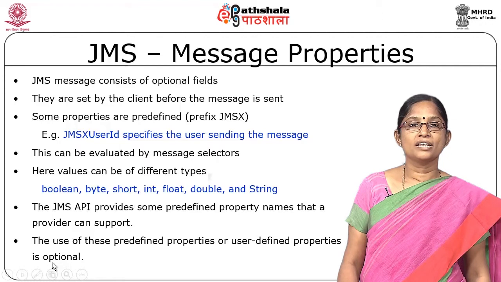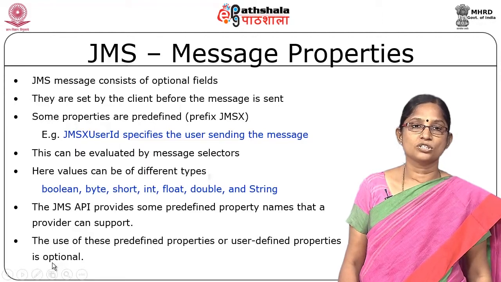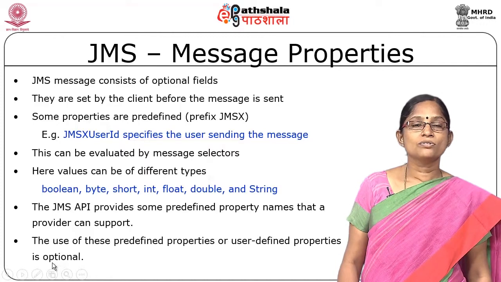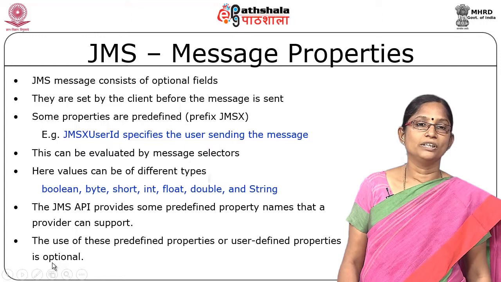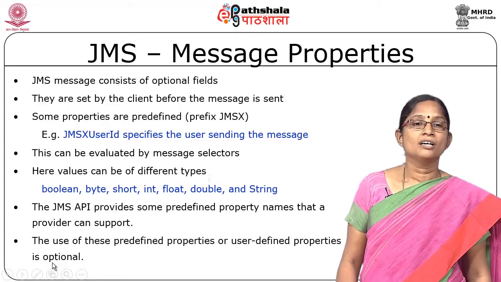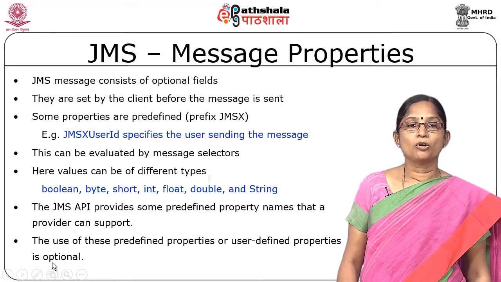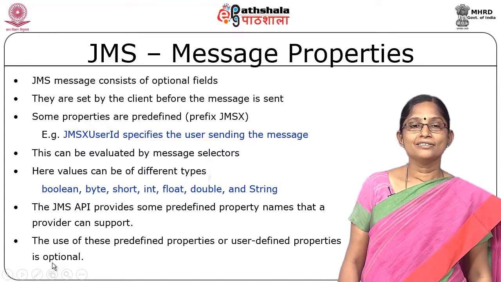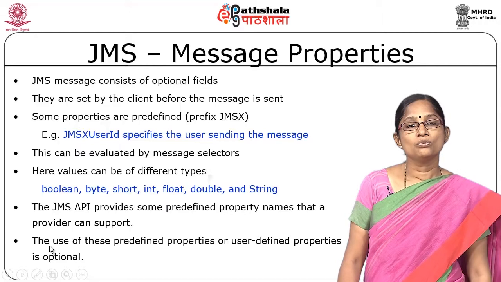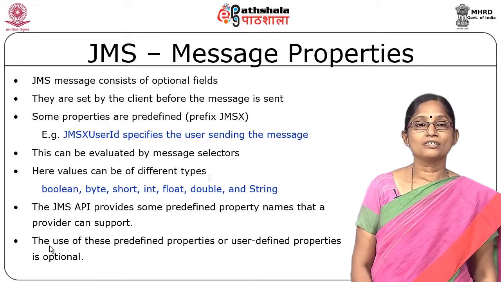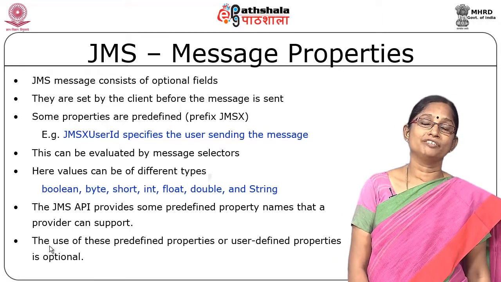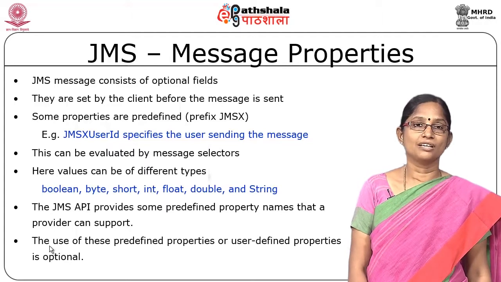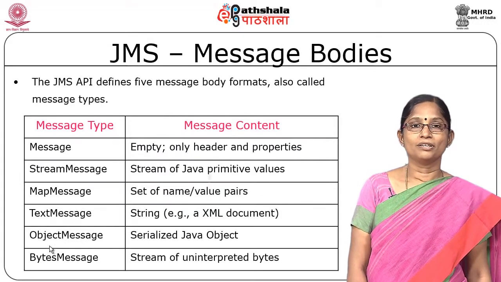For example, JMSX user ID specifies the user sending the message. The values used in the properties can be of different types: boolean, byte, short, int, float, double, string, anything can be used. Both predefined properties and user defined properties are supported, and they are optional. This is about message properties.